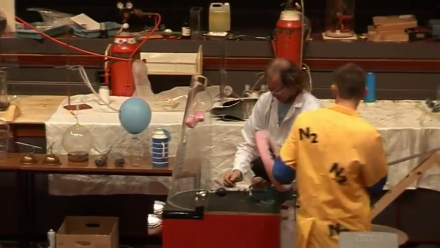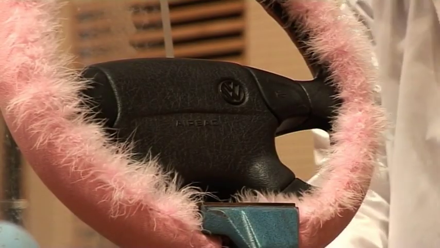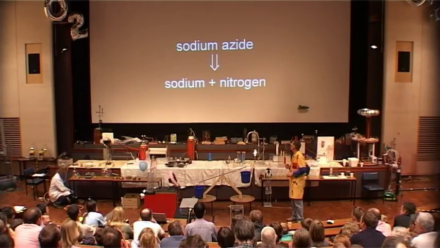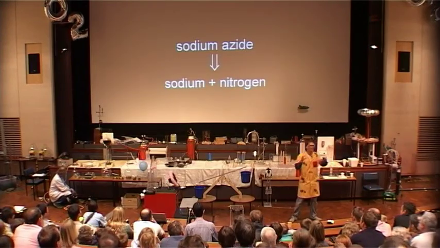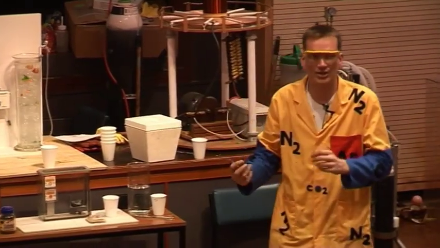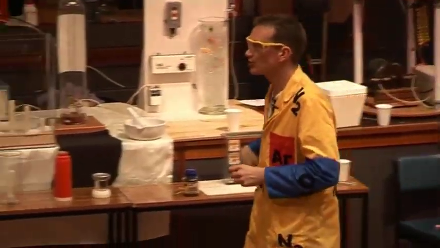somewhere in here we have the steering wheel, and in the steering wheel there is an airbag. Now this airbag contains a compound called sodium azide. This is sodium combined with nitrogen. But again, this isn't a very stable compound. Really, the nitrogen wants to combine with itself instead to form the very, very stable nitrogen gas.